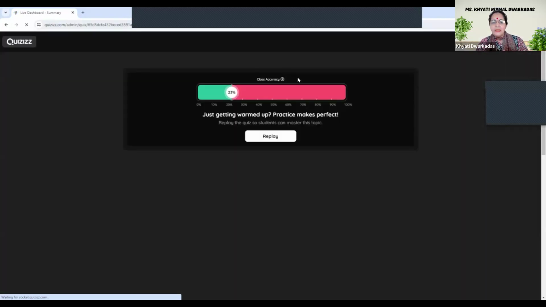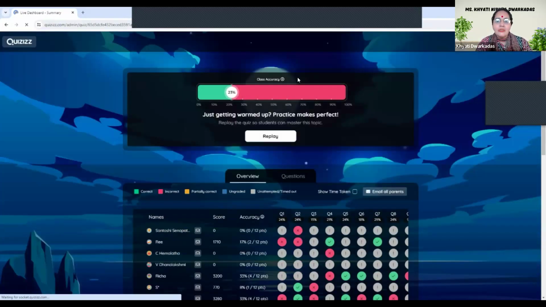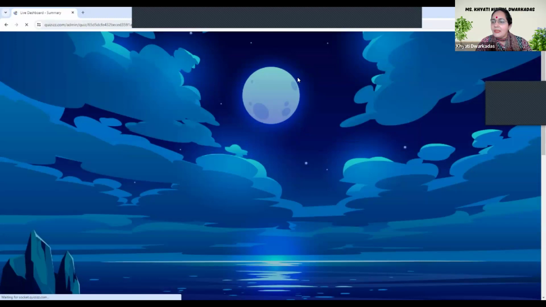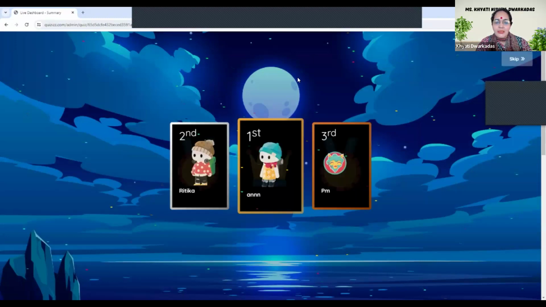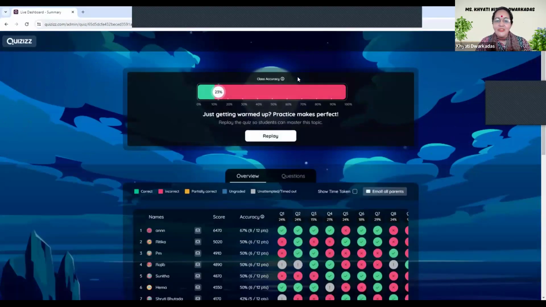So this is moving a bit. So look at this. Only 23% of my class had an accuracy. And it is showing me that the first place is backed by Anne, second place by Ritika, and the third place by PM. Congratulations to the winners. So I see this, and I feel quite happy that there are 3 winners.